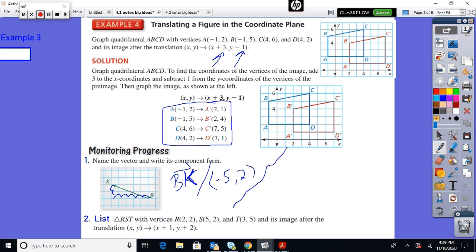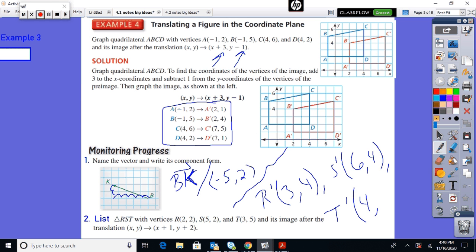All right. Now, in number 2, we want to apply this rule. So we want to add 1 to all the x's. So R prime would be 3, and then add 2 to the y's, so 4. S prime, add 1 to the x and 2 to the y. And then T prime, add 1 to the x, and 2 to the y.